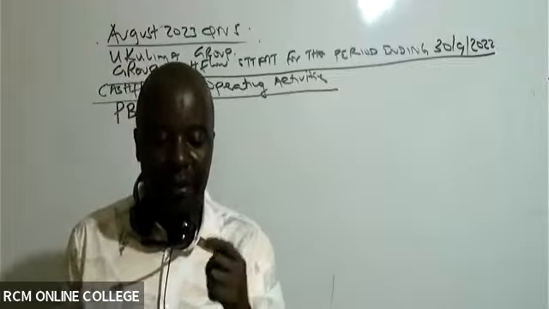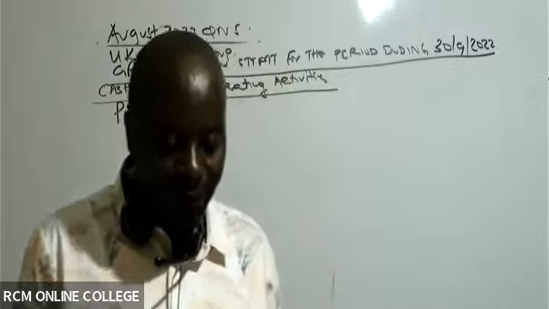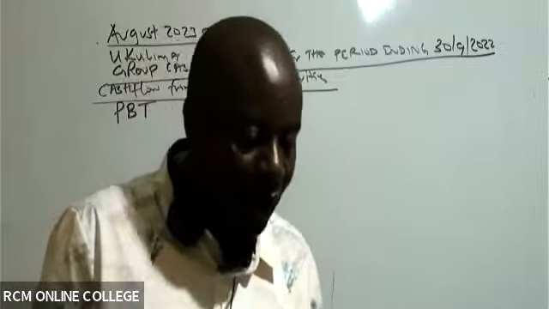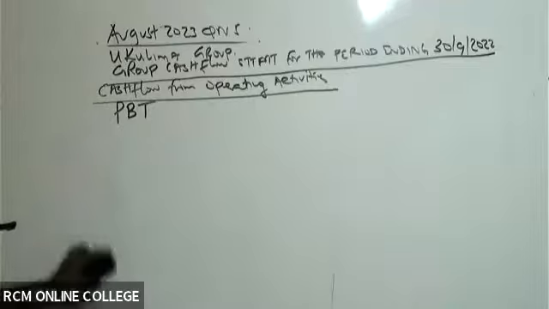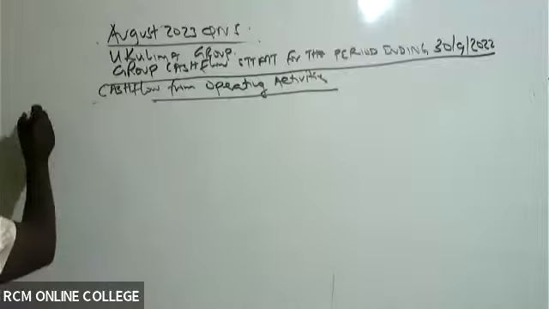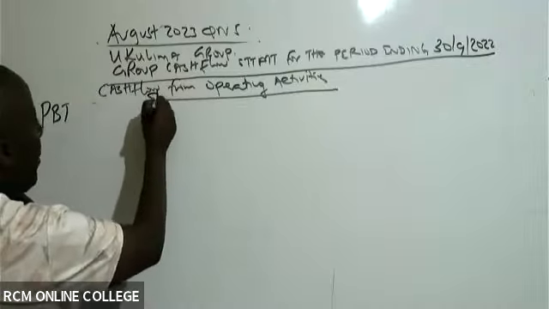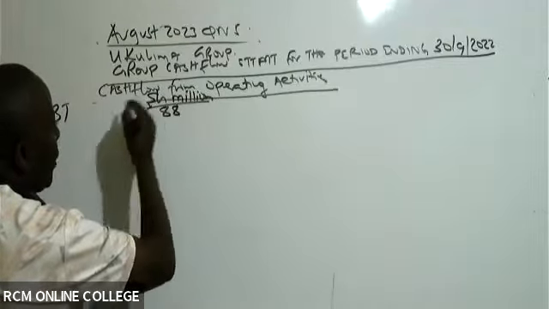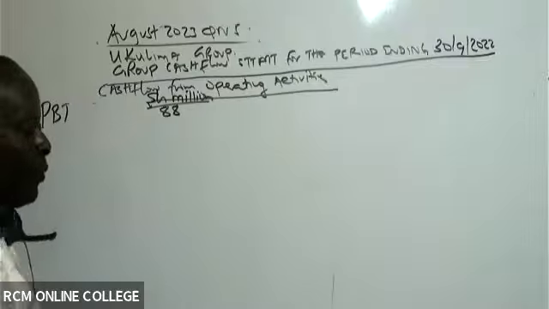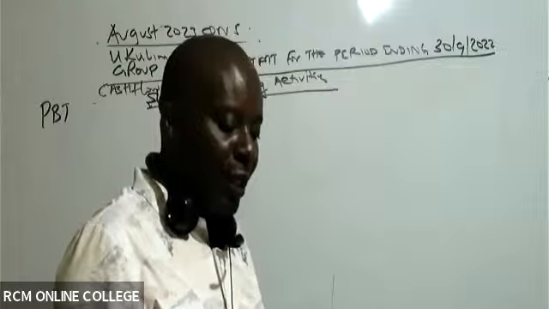So in this income statement, is there somebody who is able to tell me what is the profit before tax? Just go there very fast. Give me the profit before taxation. 88. So our figures are in millions, remember. So in this case here, profit before tax, we have 88. That's very, very important.